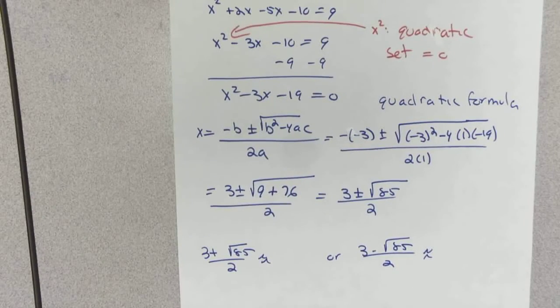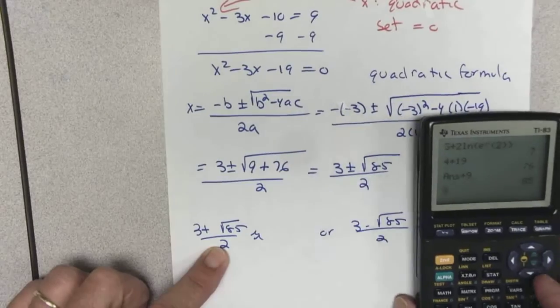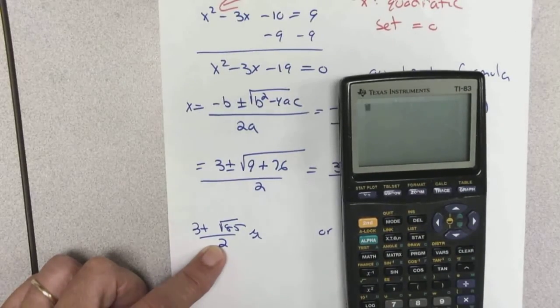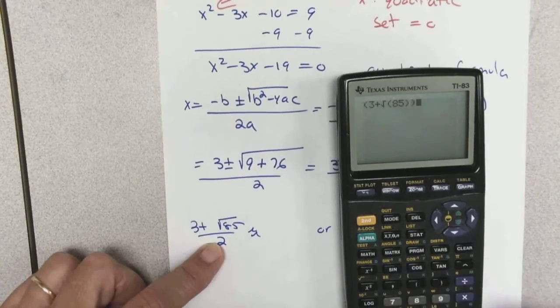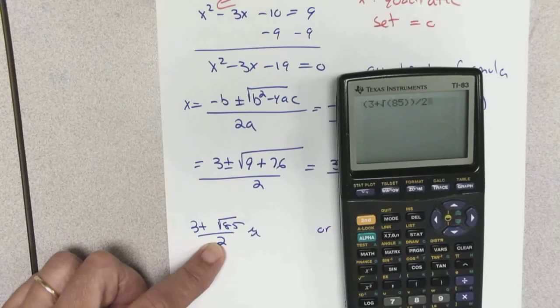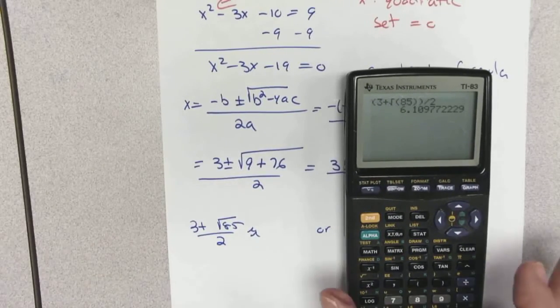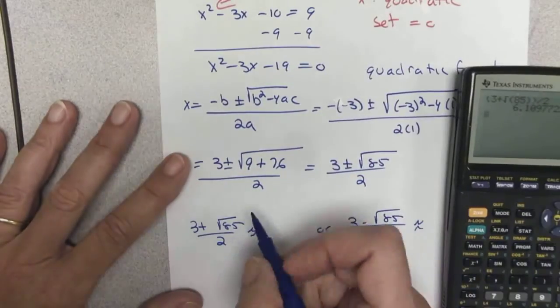Okay, we said something about having to check these things. So let's get the decimal approximations here first. Clear that out. So that first guy, 3 plus the square root of 85 divided by 2. I just type that in the calculator, and that comes out to be roughly 6.11.